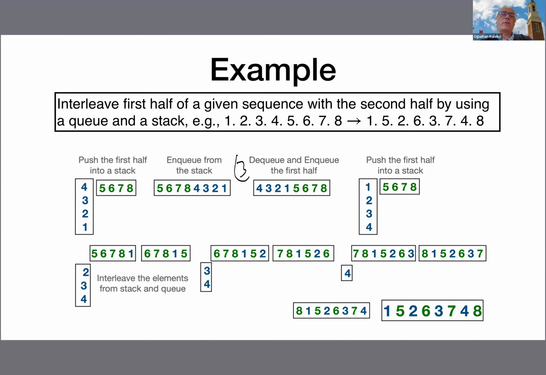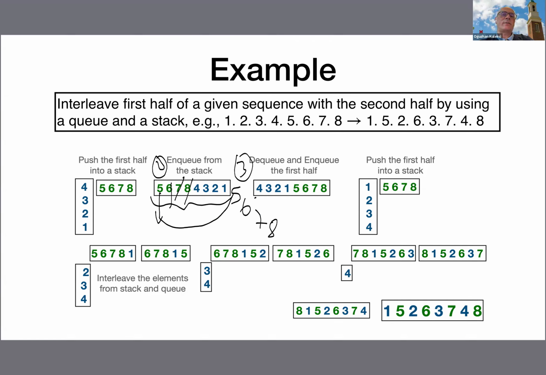So now for the third one, I have this one ready from step 2, and I will dequeue and enqueue the first half. So 5 dequeue and then enqueue, which means you will move 5 to here. And then 6, it will come here. And then 7, it will come here. And then 8, it will come here, and you will stop.